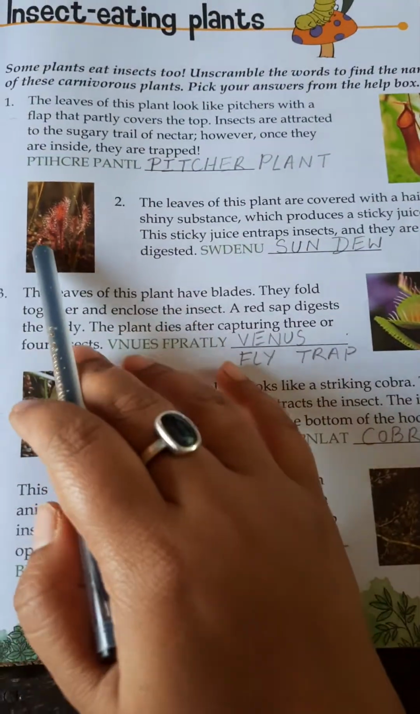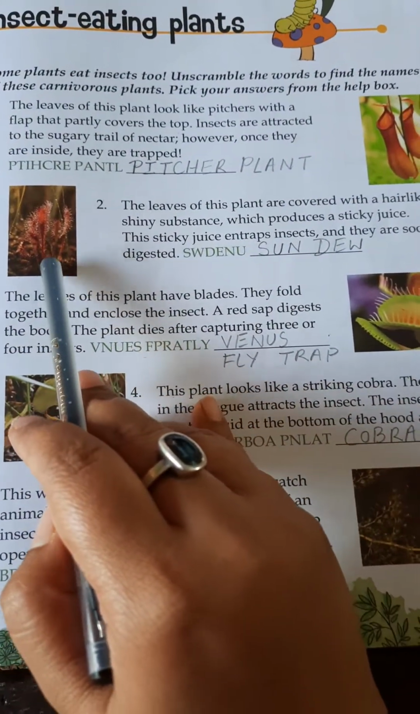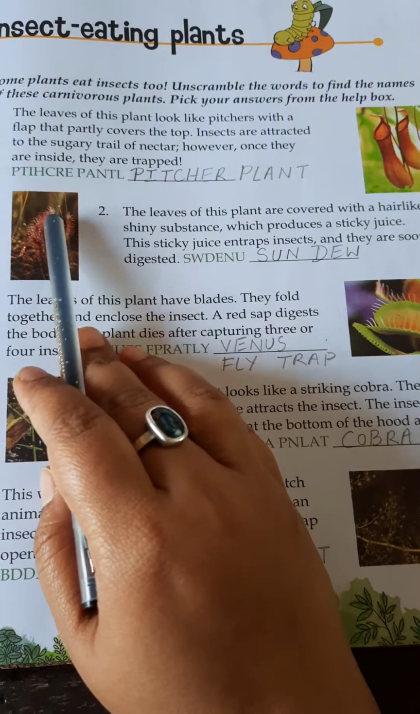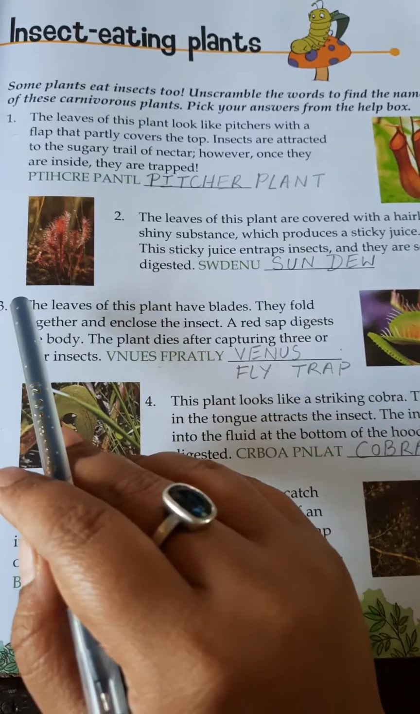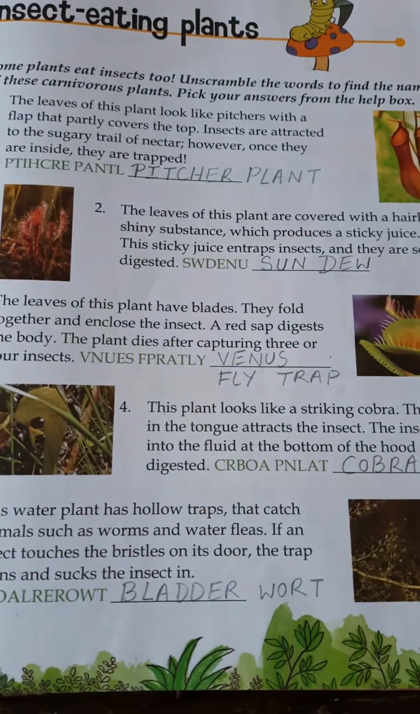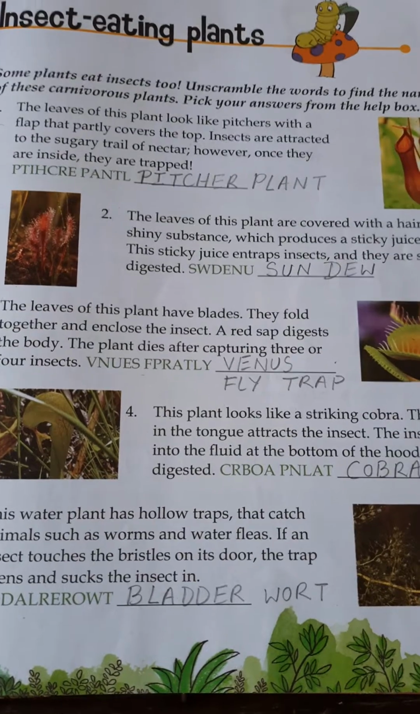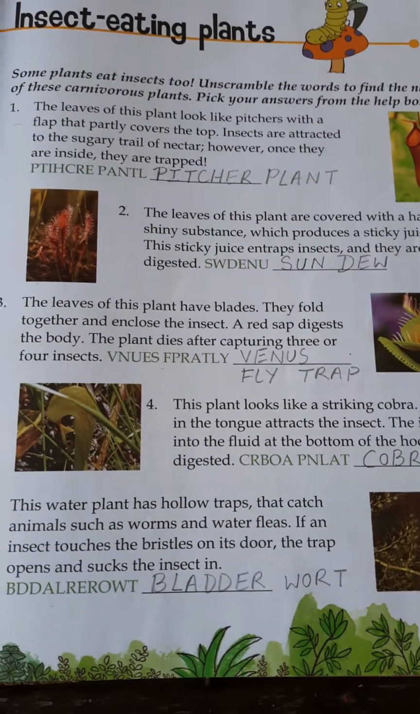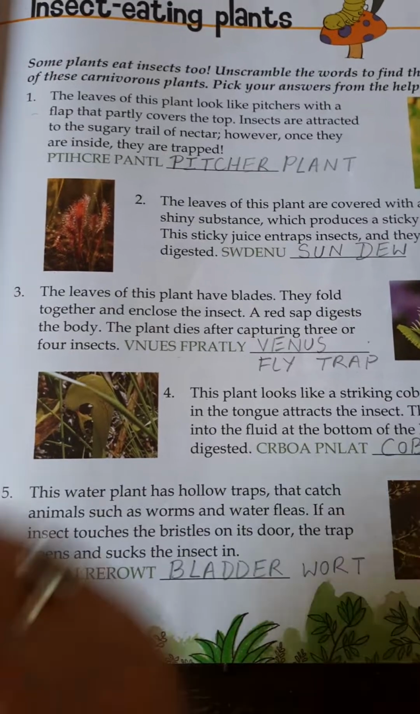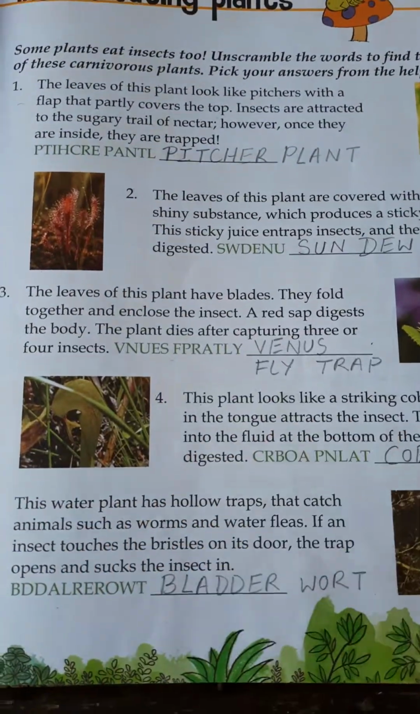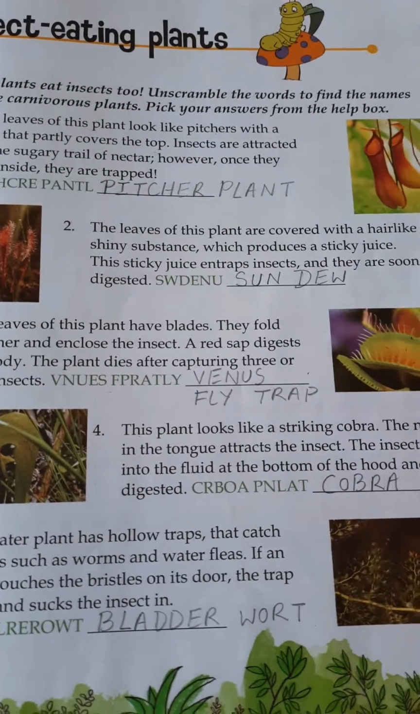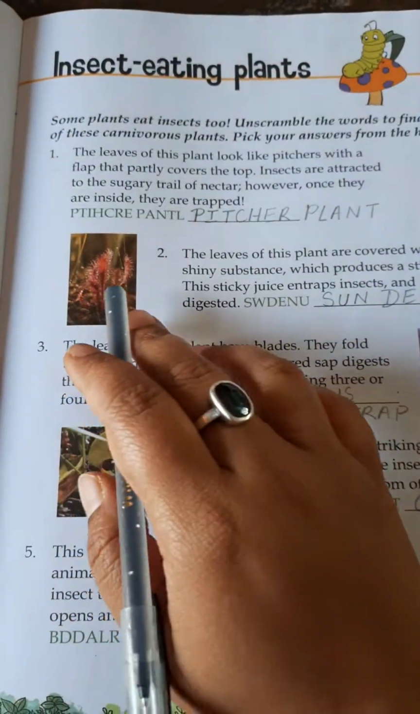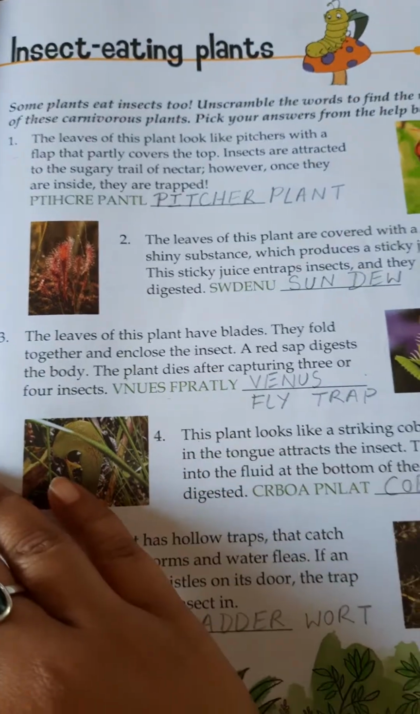Number two is, what is this plant? See, this plant has a hair-like shiny substance in it. It has a small hair-like shiny substance which produces a sticky juice. This shiny substance actually produces a sticky juice. This sticky juice entraps insects. It also acts as the same thing. It entraps or catches insects, they get attracted and stick over there, and they are soon digested. As soon as they stick over there, the plant digests or feeds on them.